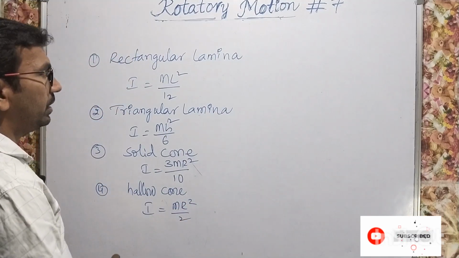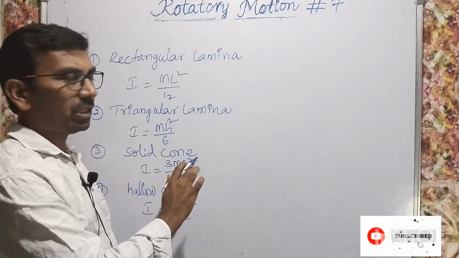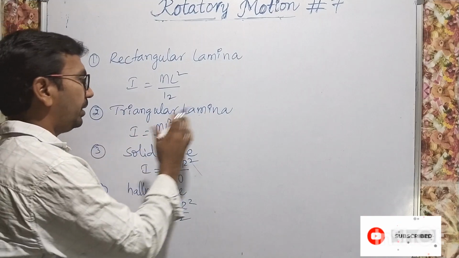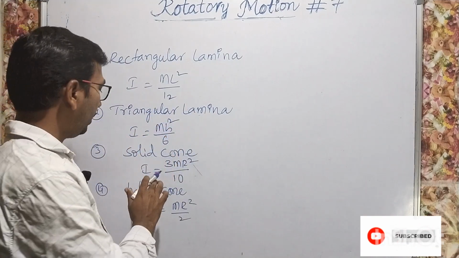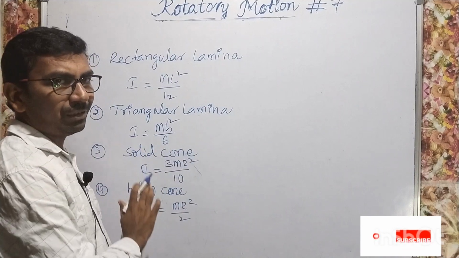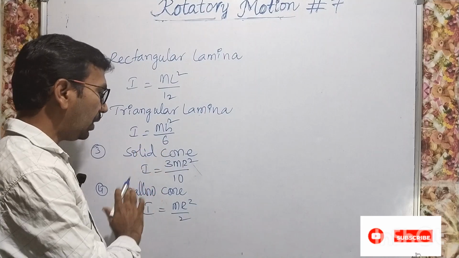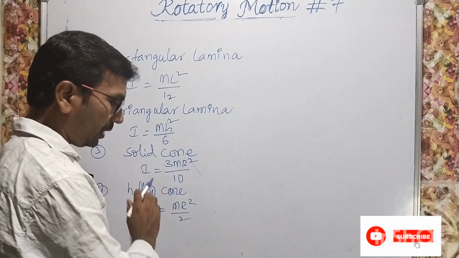So in lecture number 6, rectangular lamina, moment of inertia I is equal to ml square by 12. Triangular lamina, I is equal to mh square by 6. In solid cone, moment of inertia I is equal to 3 mr square by 10. Hollow cone, moment of inertia I is equal to mr square by 2.